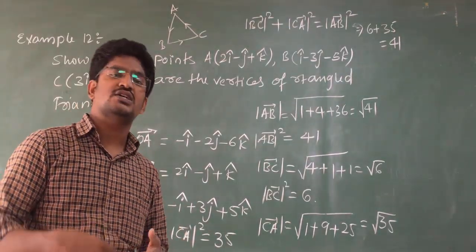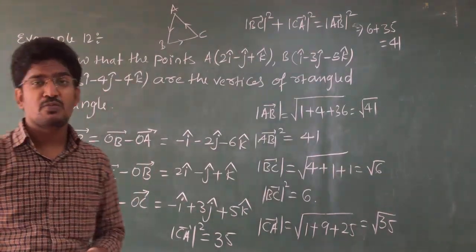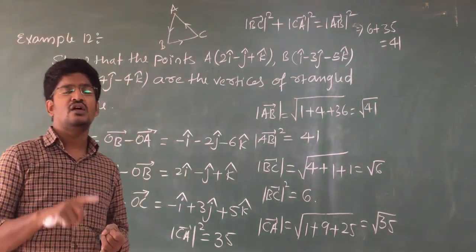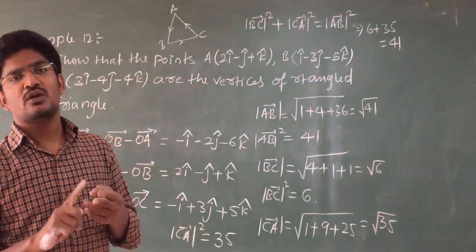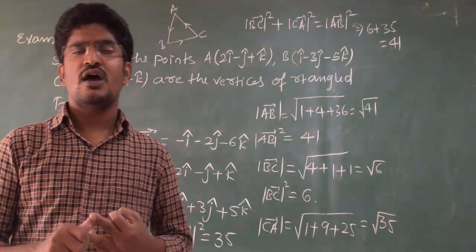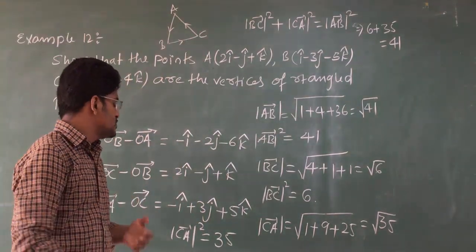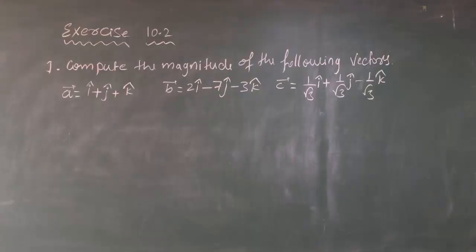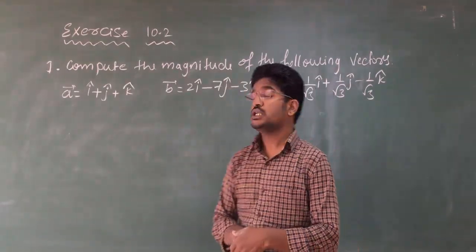There is a probability of asking this type of problem more and more, because it's nearly a 3-mark problem from vectors. They have to ask 10 marks: a 3 mark 1 question, a 3 mark 2 question, or 2 mark 2 question. Otherwise 1 mark 1 question, 3 mark 1 question, 3 plus 1 is 4, and 2 mark 3 questions. Nearly 9 to 10 marks there will be from the vectors chapter. So be careful regarding this particular problem. Clear? Okay students, now let us start the exercise 10.2.